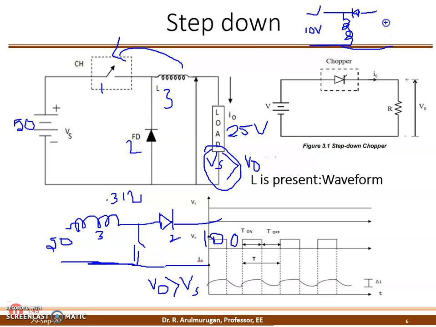My output needs to be 20 volts, so you can get the 20-volt boost operation. Suppose I am applying 10 volts and I need an output of 5 volts. What to do? Yes, buck operation.